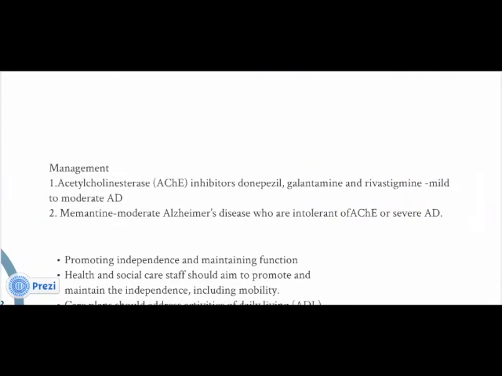Management involves using drugs such as acetylcholinesterase inhibitors, donepezil, galantamine, and rivastigmine. These are primarily used for moderate Alzheimer's disease, where that is an MMSE score of 10 to 20 points. Memantine should be considered for patients intolerant of acetylcholinesterase inhibitors or suffering severe Alzheimer's disease.